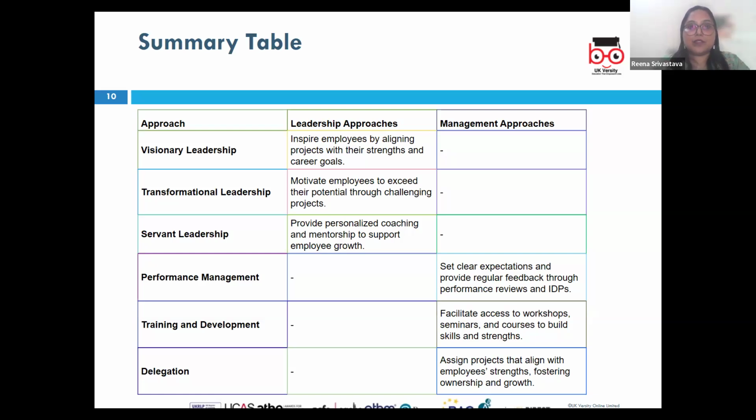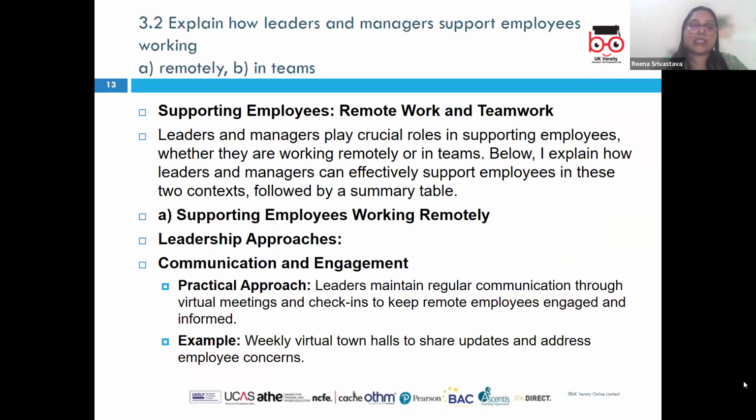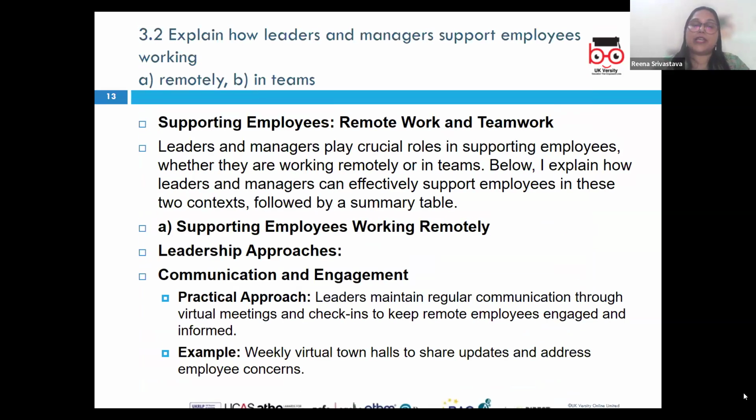Now, if you take AC 3.2, it requires you to explain how the leaders and the managers support the employees when the employee is working in a remote setup, and when the employee is working in a team setting. So firstly, we will take a look at the leadership approach towards supporting an employee who is working remotely.